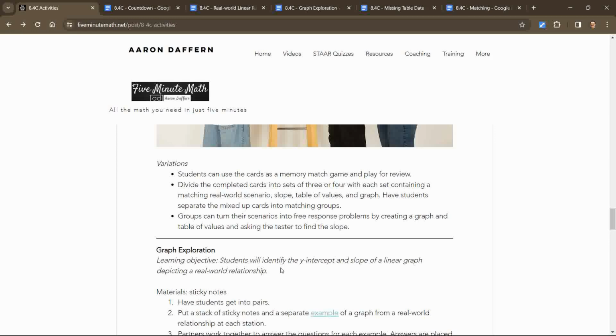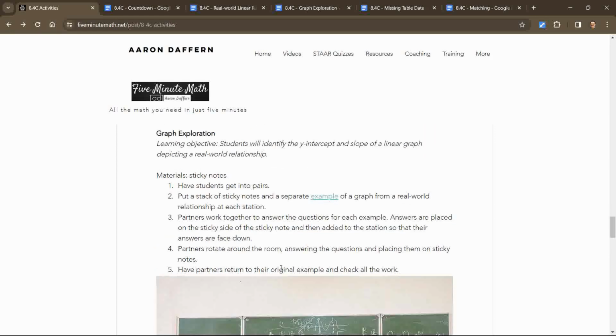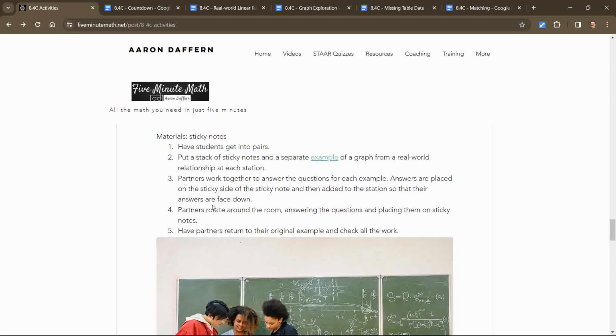So here's a third activity we have called graph exploration. We want students here to identify the y-intercept and the slope of a linear graph depicting a real-world relationship. So we want sticky notes as our materials here. Students are going to get into pairs. They're going to put a stack of sticky notes and a separate example of a graph.